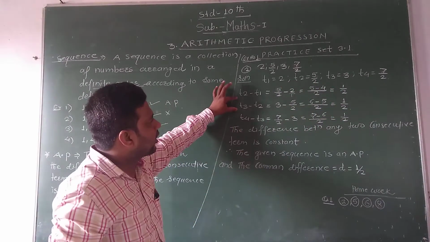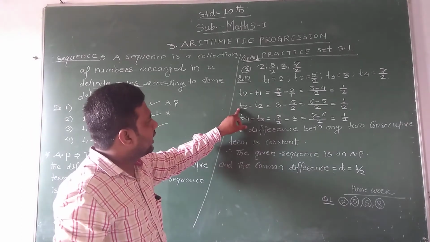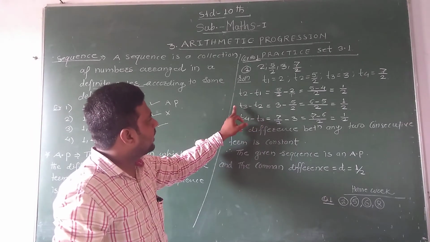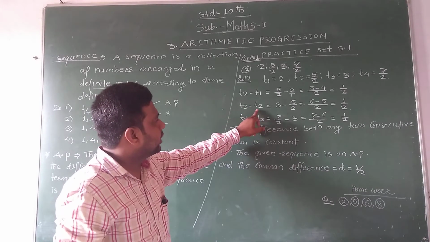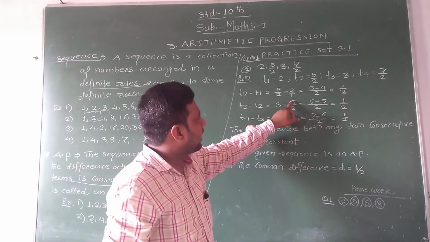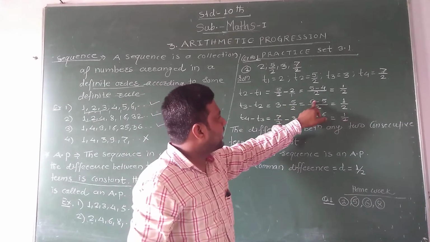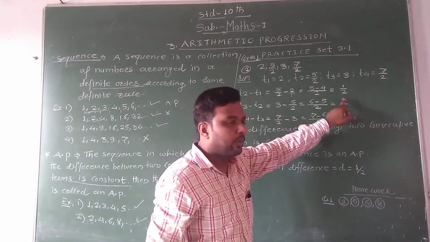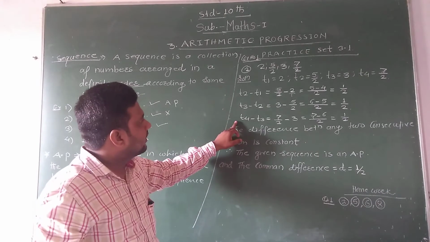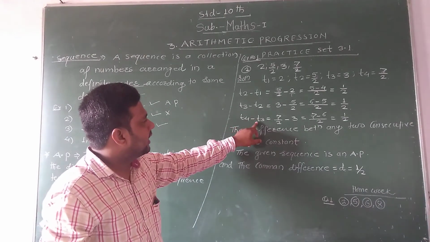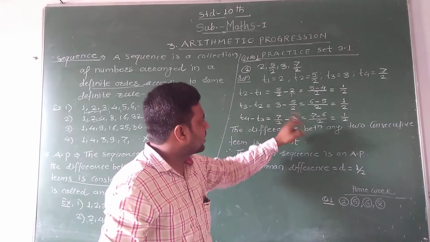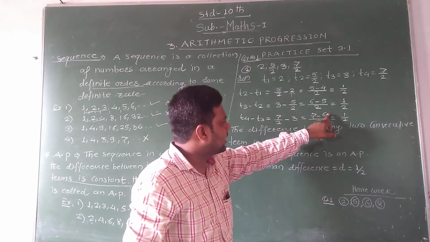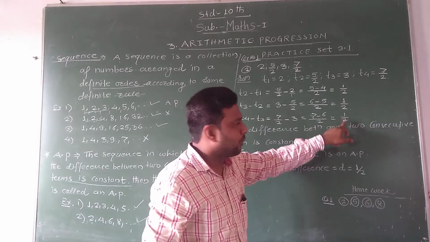Similarly, we find out the difference between third term and the second term. Therefore, T3 minus T2 is equal to 3 minus 5 upon 2 is equal to 6 minus 5 upon 2 is equal to 1 upon 2. Then next, fourth term T4 minus T3 is equal to 7 upon 2 minus 3 is equal to, by cross multiplication here we get 7 minus 6 upon 2 is equal to 1 upon 2.